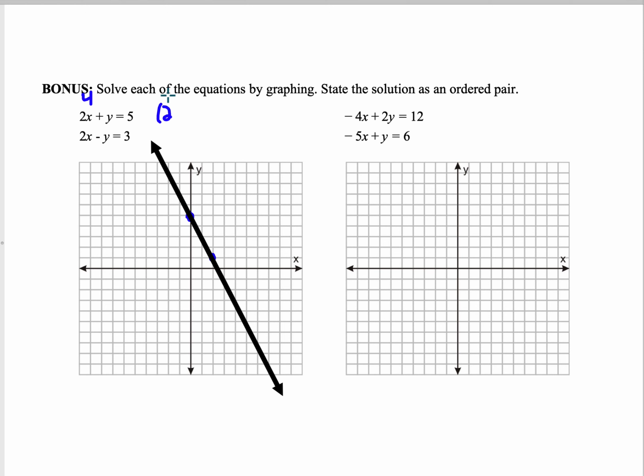Now I'm going to look at the other one. We have a similar issue here. First, if x was 0, y would have to be negative 3. And I'm going to have a similar issue. Here it was (2, 1); here I'm going to say x is 1. 2 minus what is 3? Negative 1. So (1, negative 1). And I'm going to connect them. I think I've got my intersection point here.